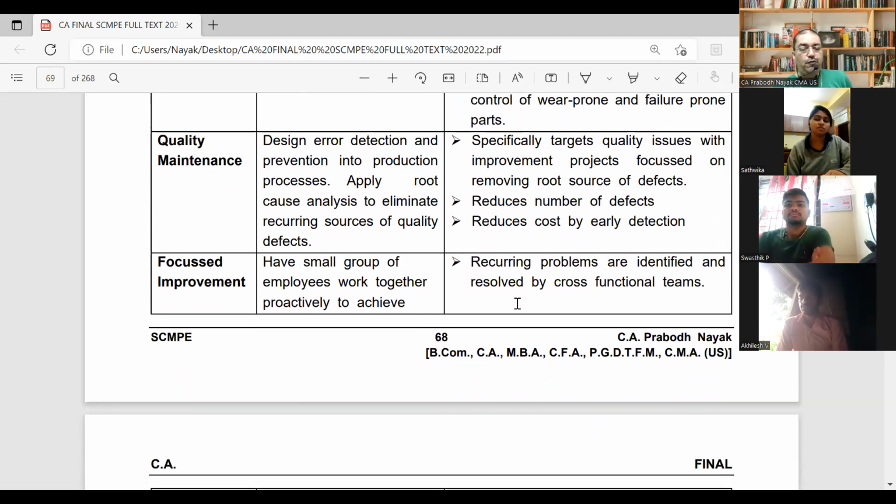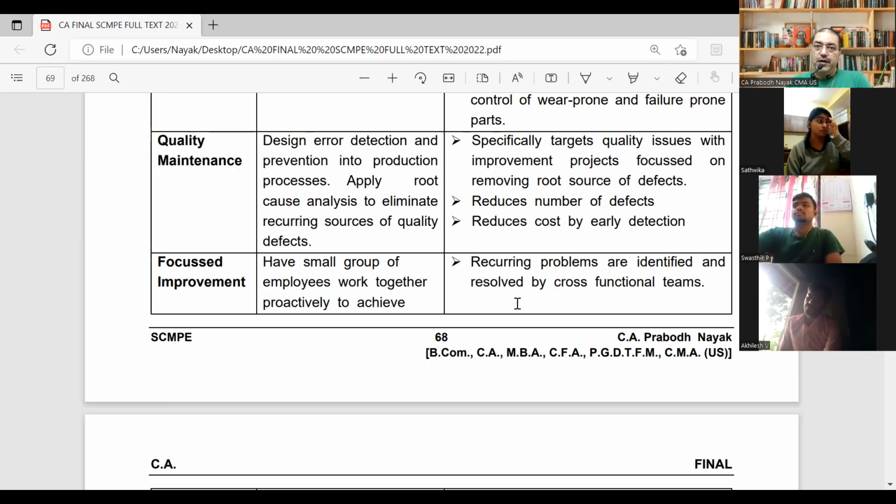Then you have quality maintenance. Quality maintenance is design error detection. That means if your machines are having any technical problems, that is, design errors are there, and prevention into production processes. Apply root cause analysis to eliminate the recurring sources of quality defects. You find that the machine is working in perfect condition, but products are coming out defective. So which part of the machine needs to be serviced? That particular part needs to be serviced. So quality maintenance, because your products are coming out defective. It specifically targets quality issues with improvement projects focused on removing the root source of defects, reduces the number of defects and reduces the cost by early detection.